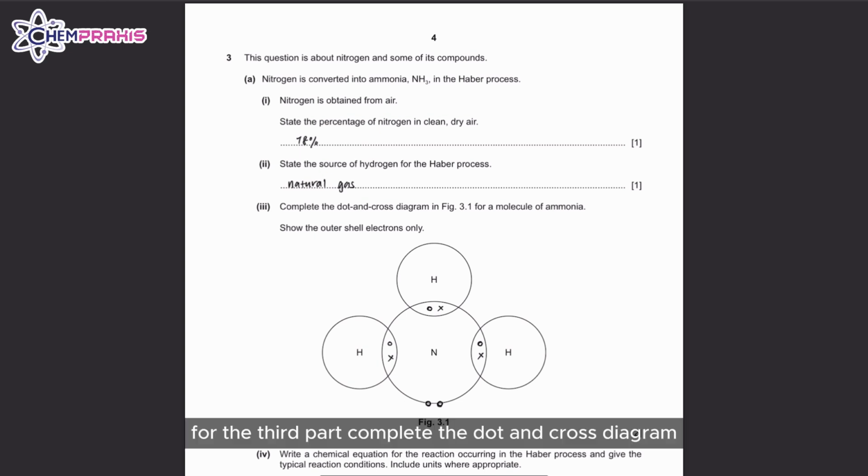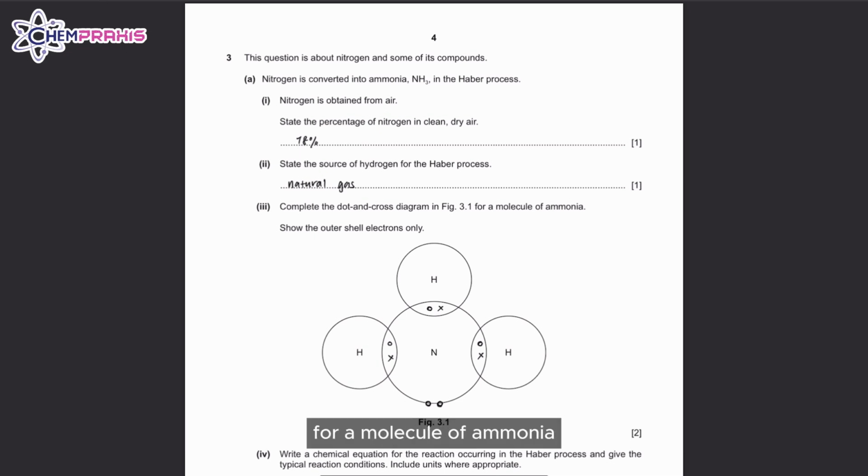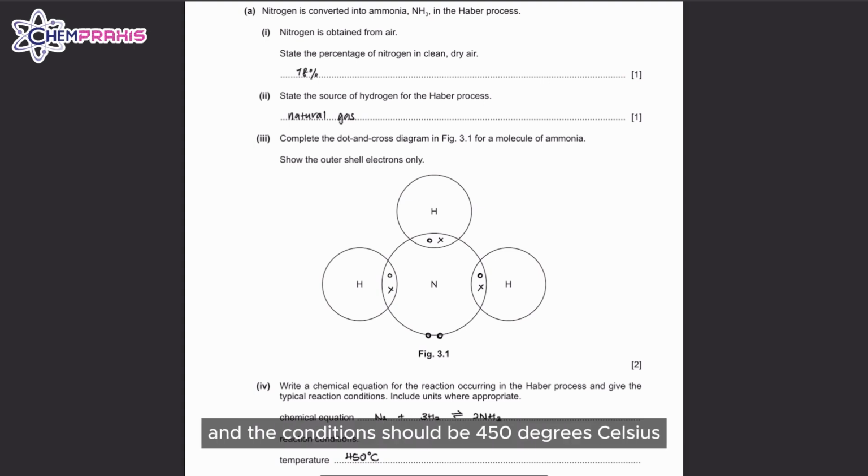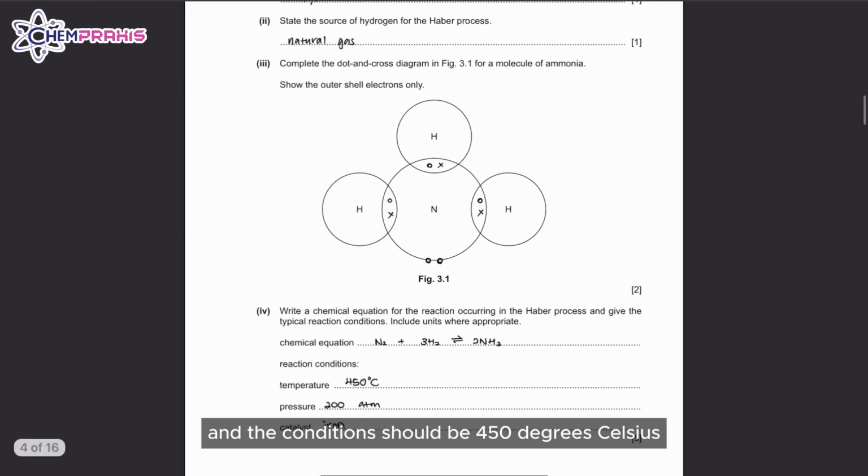For the third part, complete the dot and cross diagram for a molecule of ammonia. Your dot and cross diagram should look something like this. Next, write a chemical equation for the reaction occurring in the Haber process and give the typical reaction conditions. The chemical equation should look like this, and the conditions should be 450 degrees Celsius, 200 atmospheres, and the catalyst should be iron.